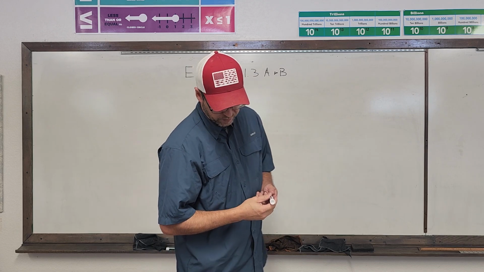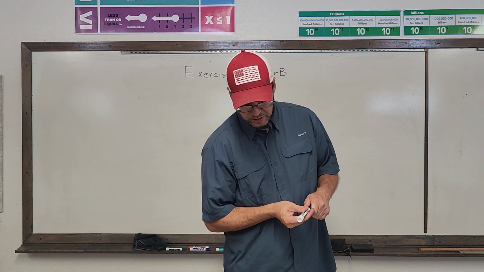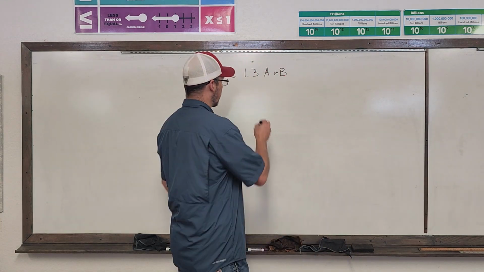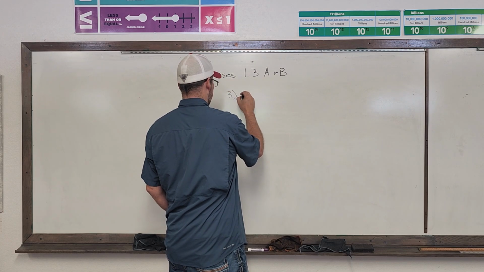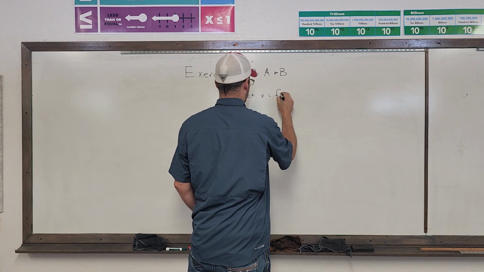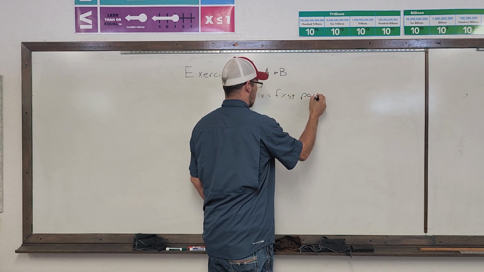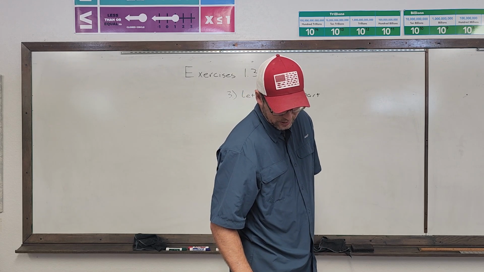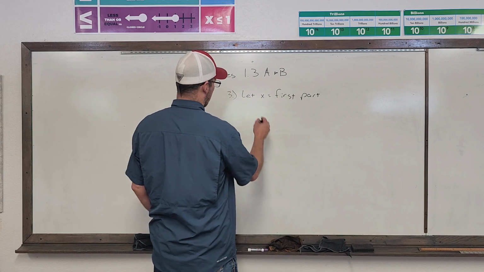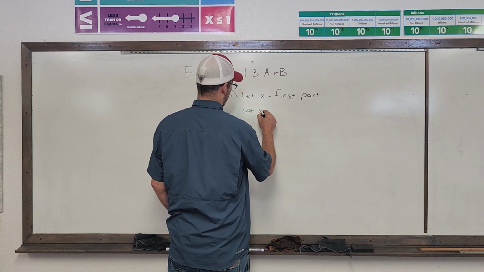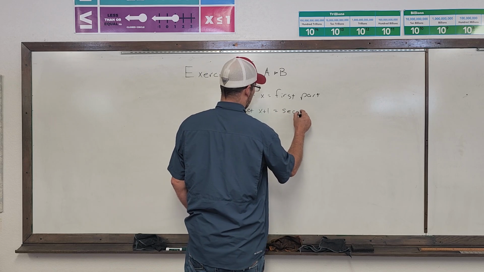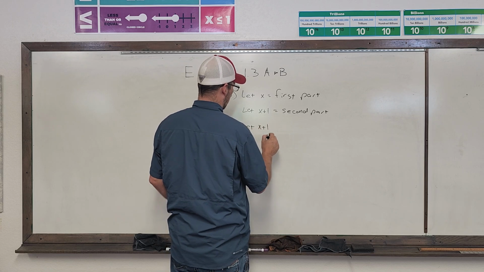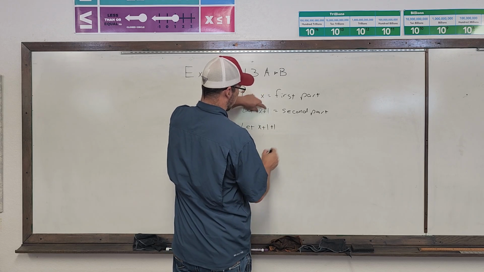All right, number 3, divide a 7-inch line into 3 parts so that each part is 1 inch longer than the one before it. I'm going to let x equal the first part. I want each part to be 1 inch longer than the previous, so let x plus 1 equal the second part, and let x plus 1, which is the second part, plus 1 more inch equal the third part.